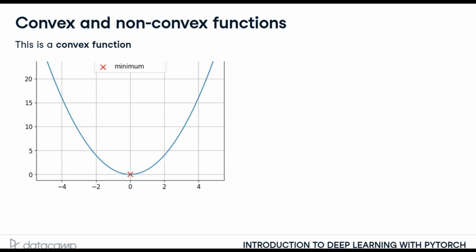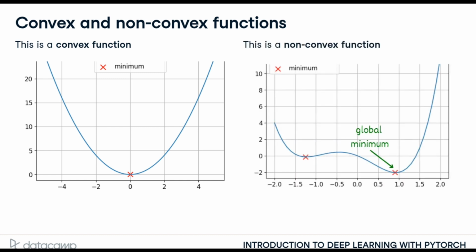Convex functions have one global minimum. Non-convex functions, such as loss functions, have multiple local minima, where the value is lower than nearby points, but not the lowest overall. When minimizing loss functions, we aim to locate the global minimum when x is approximately 1.